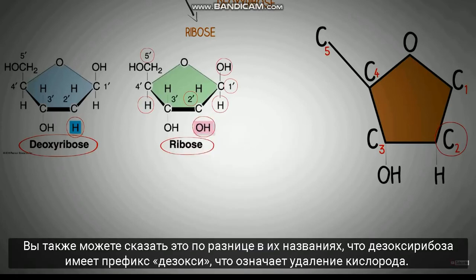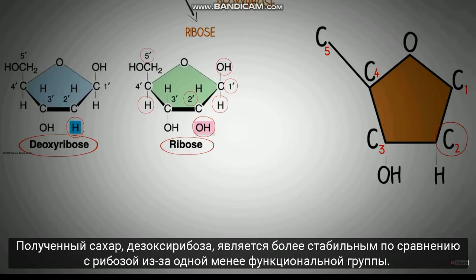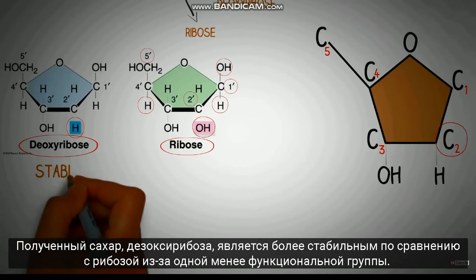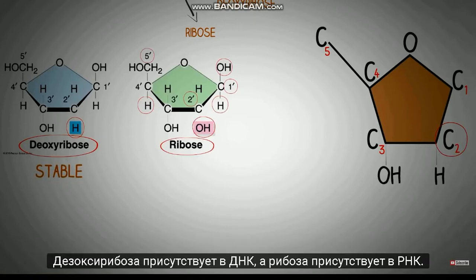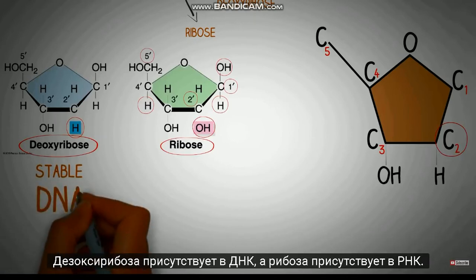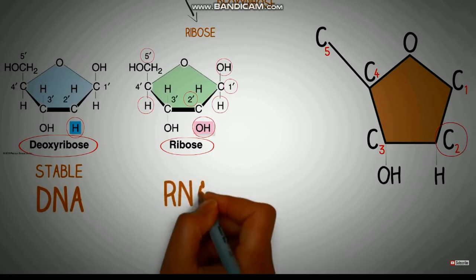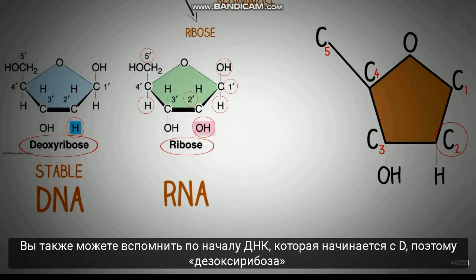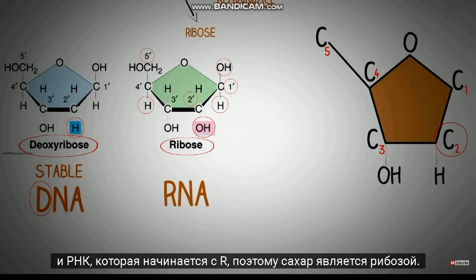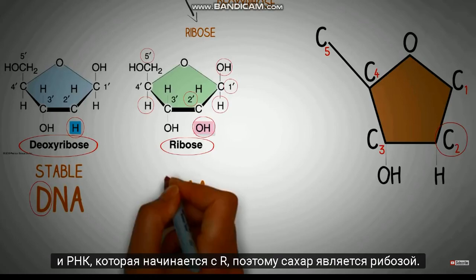You can also tell this by the difference in their names, that deoxyribose has a prefix called deoxy, which means removal of oxygen. The resultant sugar, deoxyribose, is more stable as compared to ribose because of one less functional group. The deoxyribose is present in DNA and ribose is present in RNA. You can also remember this by the starting of the DNA, which starts with D, so the deoxyribose, and the RNA which starts with R, so the sugar is ribose.